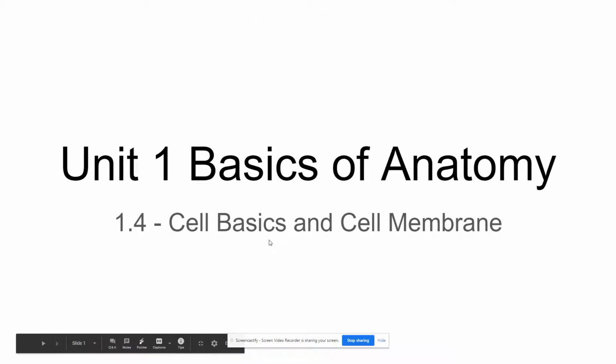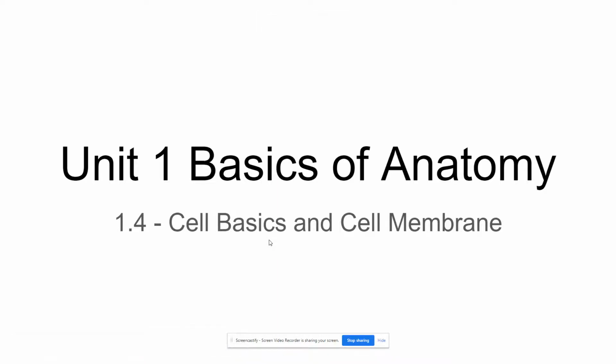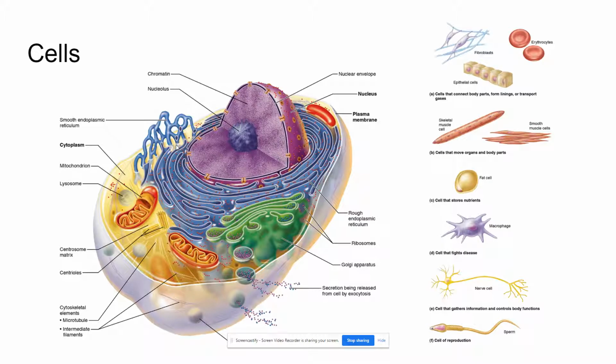All right, so in this video, we'll continue with Unit 1 of our basics of anatomy, and we'll be looking at cell basics and then the cell membrane. A lot of this is going to be review. More than likely, you've had this at some point. If you've had honors biology, for instance, I know you've had this, and so this will be review, but it doesn't mean it's bad. It just means make sure we're on the same page.